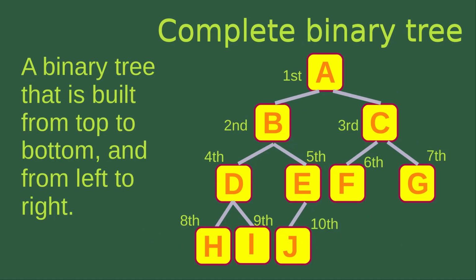The next term to understand is the complete binary tree. A complete binary tree is a binary tree that is built from top to bottom and from left to right. We can see the complete binary tree here. The first element to build is simply A, the second one is B, and the third one is C. Then we follow the top to bottom and left to right order to build the complete binary tree. So element J, for example, becomes the 10th element to be put into the complete binary tree. So we follow the top to bottom and then left to right order, okay.